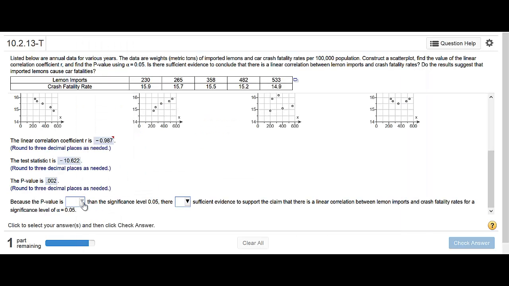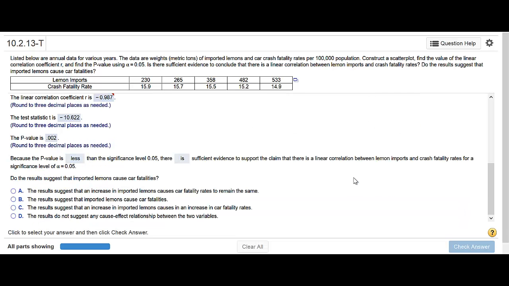Because the p-value is less than the significance level 0.05, there is sufficient evidence to support the claim that there is a linear correlation between lemon imports and crash fatality rates for a significance of 0.05. Do the results suggest that imported lemons cause car fatalities? The answer will be D. The results do not suggest any cause-effect relationship between the two variables. This is because causation cannot be proved with a regression analysis.